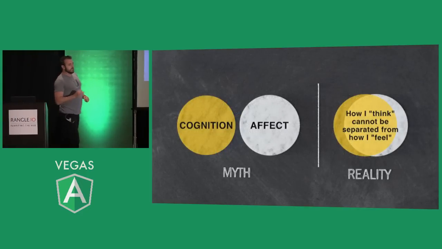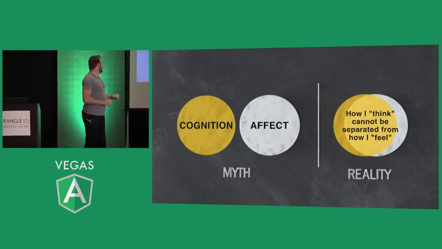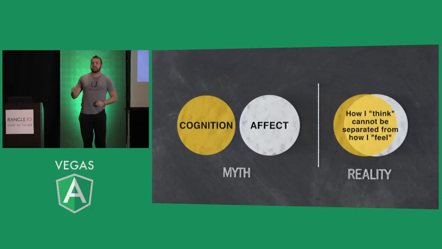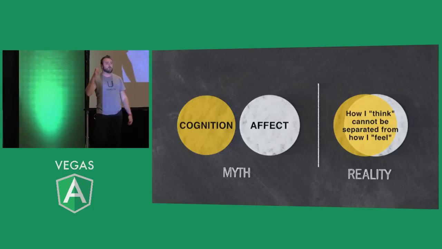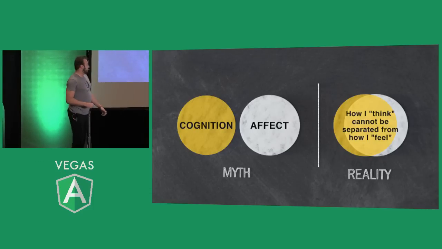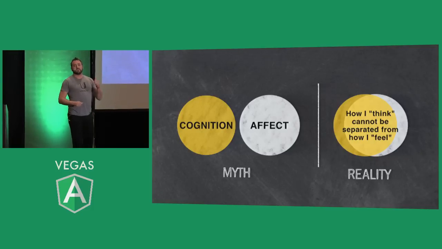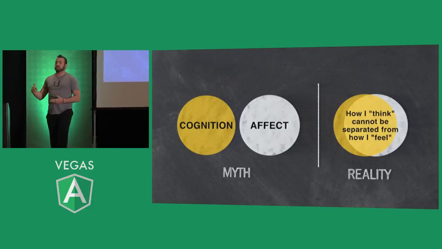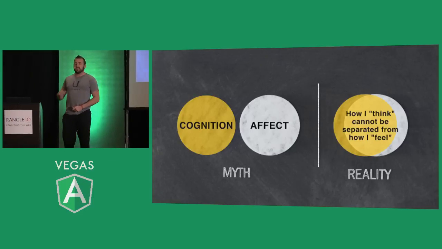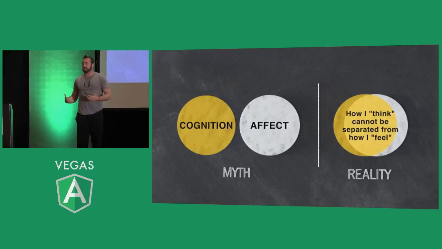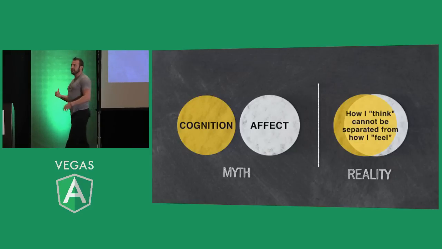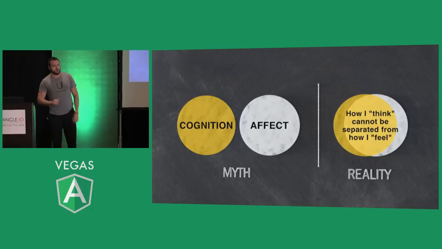The reason why attractive things work better is because you cannot separate how you feel about something from how you think about something. If you think poorly or negatively about something, invariably you will feel negatively about it. The converse is true. If you feel positively about something, invariably you will think positively about it.